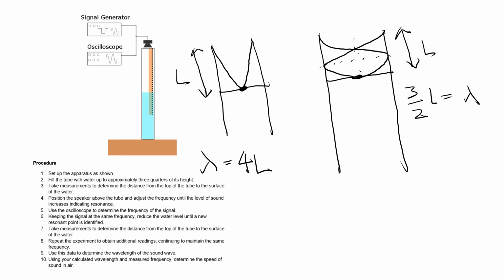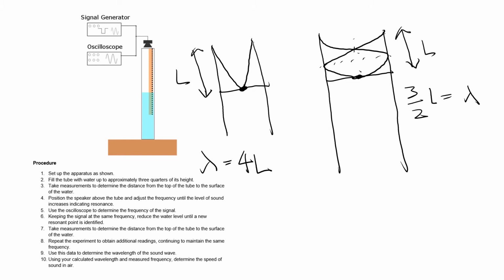Right, let me just talk about the procedure here. Set up the apparatus as shown, fill the tube with water up to approximately 3/4 of its height, take measurements to determine the distance from the top of the tube to the surface of the water, position the speaker above the tube and adjust the frequency until the level of sound increases, indicating resonance. Use the oscilloscope to determine the frequency of the signal. Keeping the signal at the same frequency, reduce the water level until a new resonant point is identified.